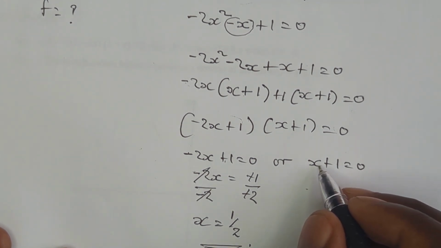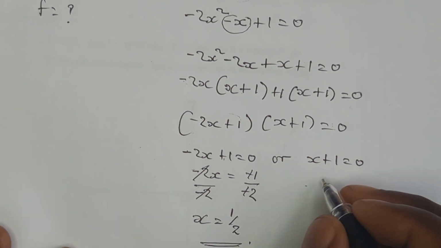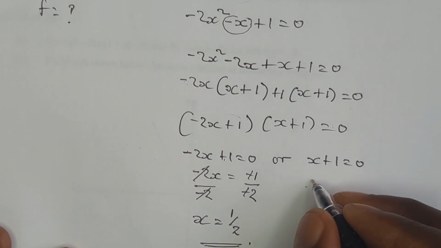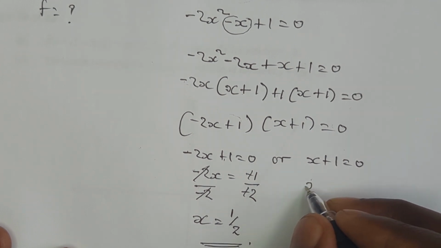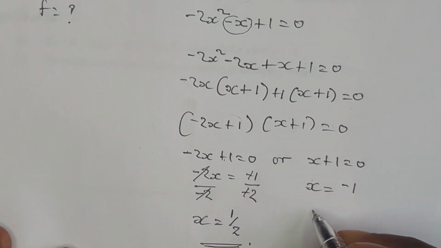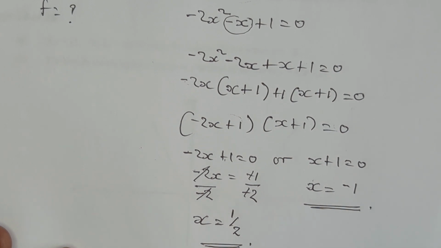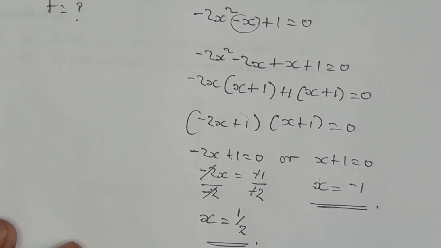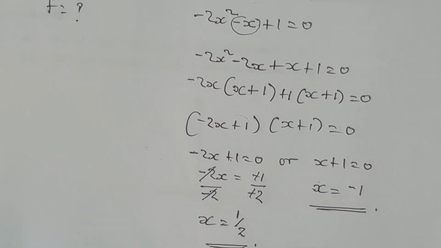So for this one, x plus 1 is equal to 0. This one will go the other side. So x is equal to, this one becomes -1. So this is the answer. So these are the values of x. That's how we solve questions under quadratic equations.